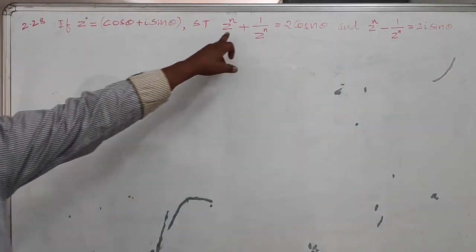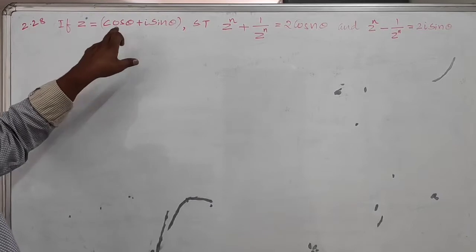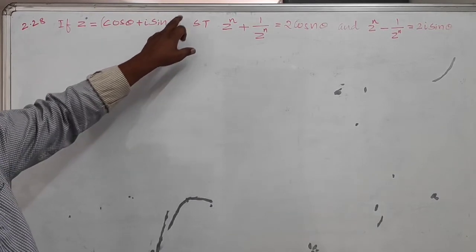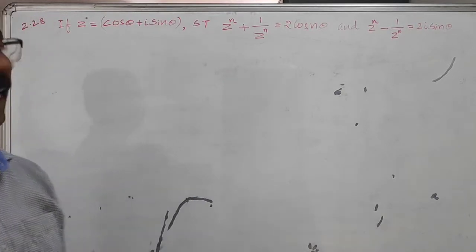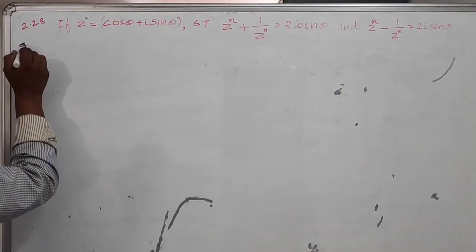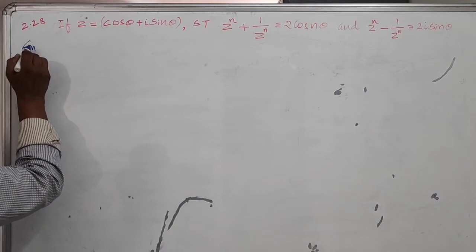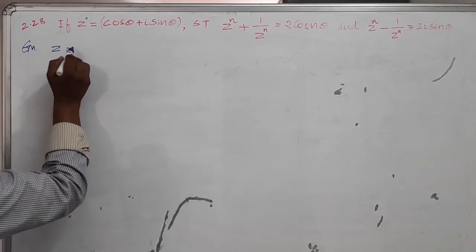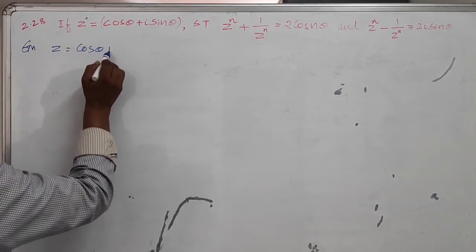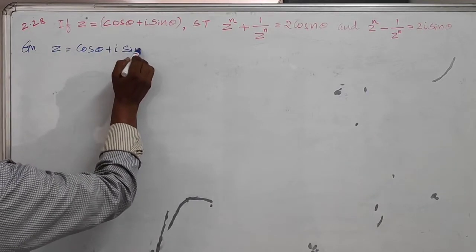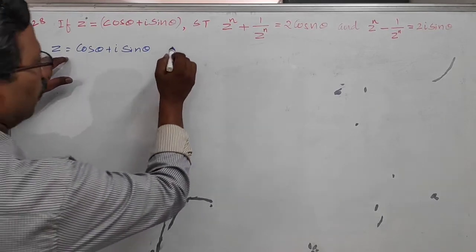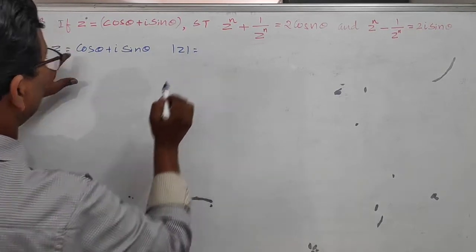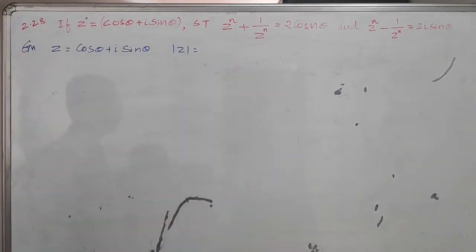Now here z power n, z is this one, z power n means (cos theta plus i sin theta) whole power n we have to find. Therefore, here we can use De Moivre's theorem. Okay, see here, given z is equal to cos theta plus i sin theta. Now what is its modulus? Modulus of z is equal to root of real part square plus imaginary part square.